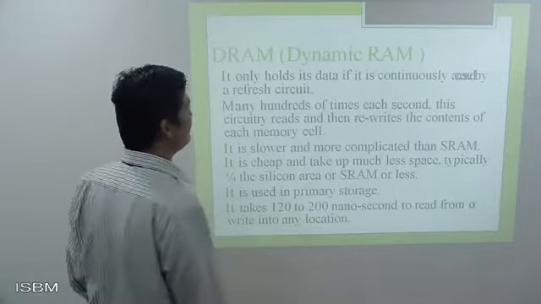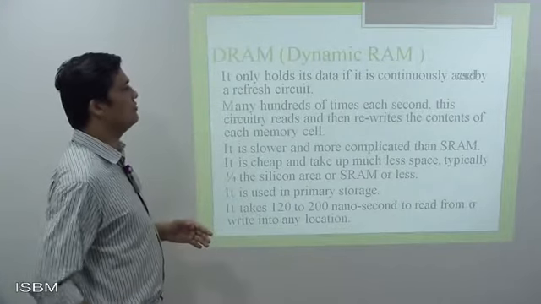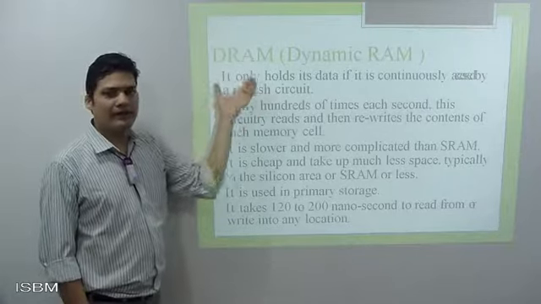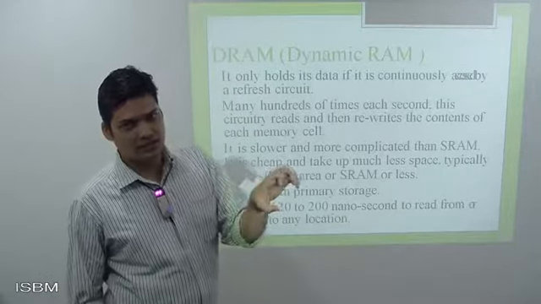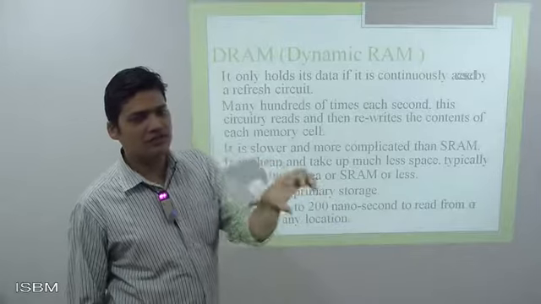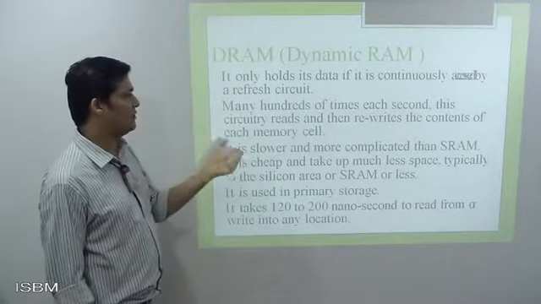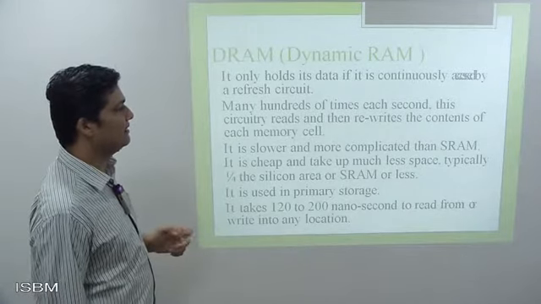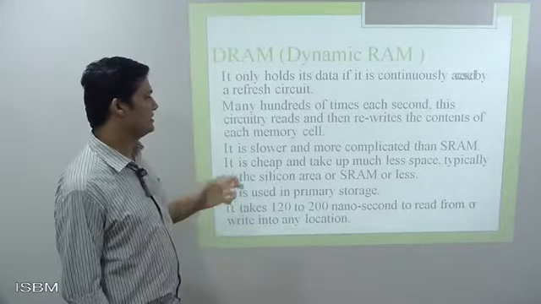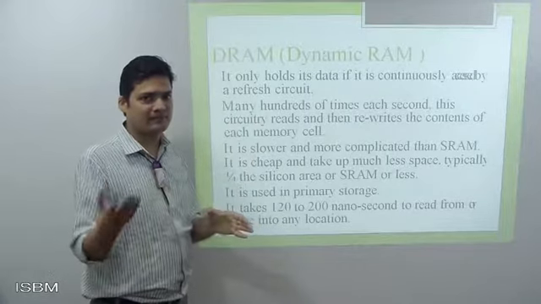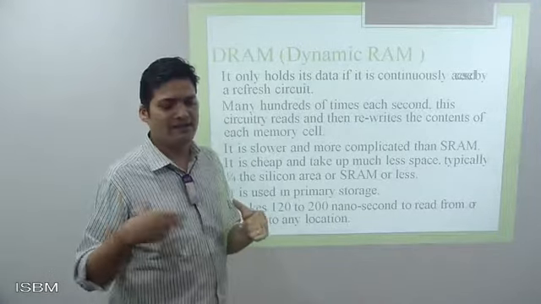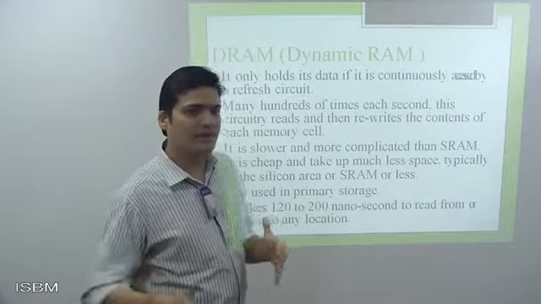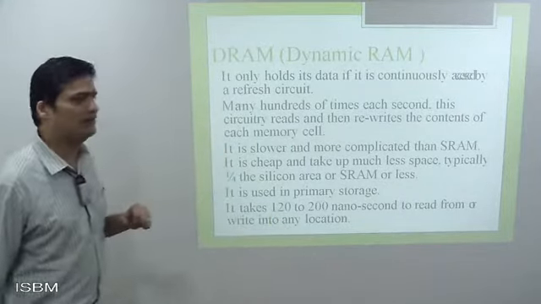Starting initially with the dynamic RAM, it only holds data if it is continuously accessed by the refresh circuit. So dynamic RAM only holds the data as per the requirement. Many hundreds of times each second this circuit reads and then rewrites the contents of each memory cell. So it is reading and writing both. It is doing the reading, and any time if you want to write again and again, you can use it with the help of dynamic RAM.